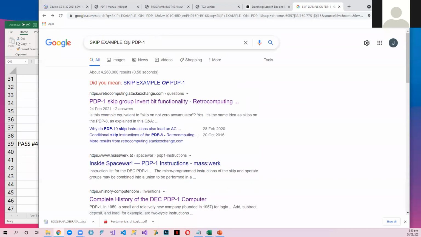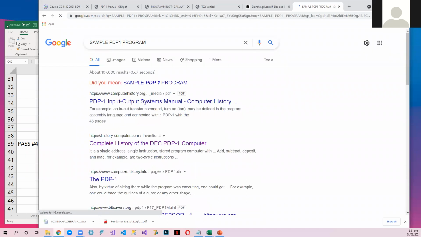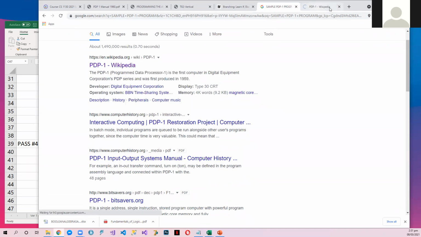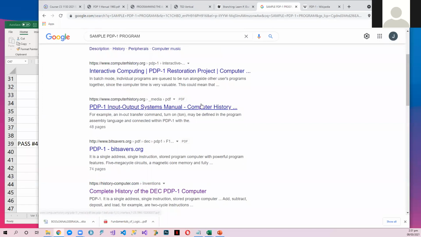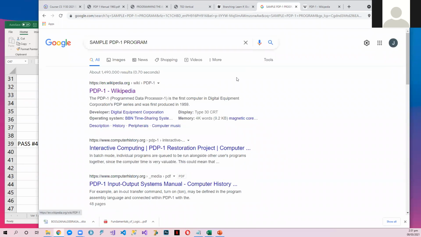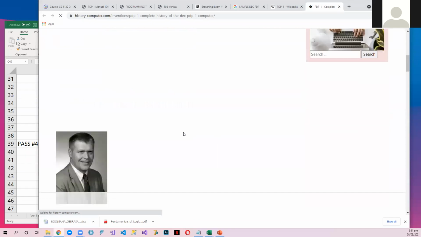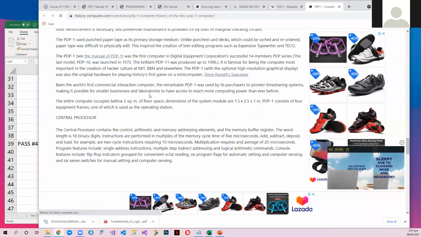Let's look for a sample PDP-1, no? Okay. It should be PDP-1. Tingnan natin dito if Wikipedia has a sample code. No sample code. PDP-1 by DEC. DEC PDP-1 code. Just take this na, baka may sample siya. You just need an example, no? The inventor, no? Gordon Bell. We don't have an example, no?